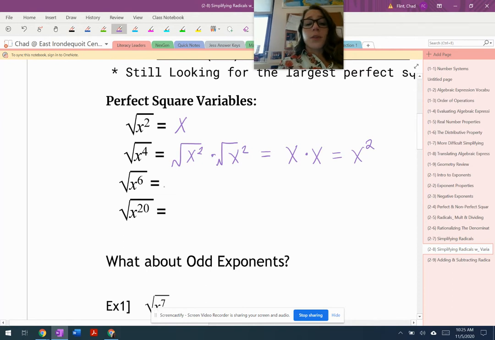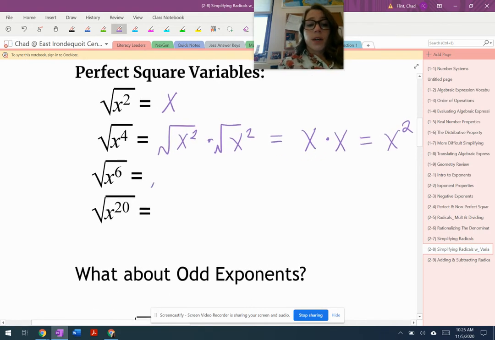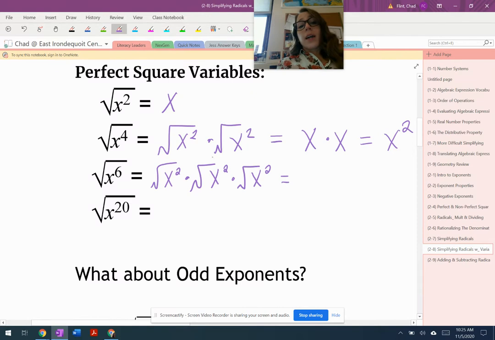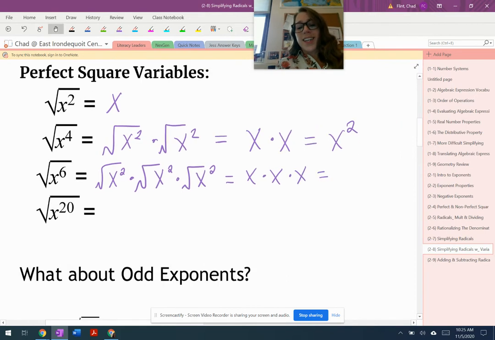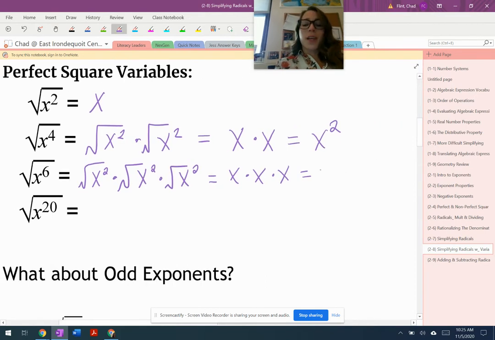Similar process with x to the sixth. How many x squareds can I break up x to the sixth into? I could do x squared times x squared, which gets me to x to the fourth, times another one to get to x to the sixth. The square root of x squared is x, again x, and again x, and x times x times x gives me x to the third power.